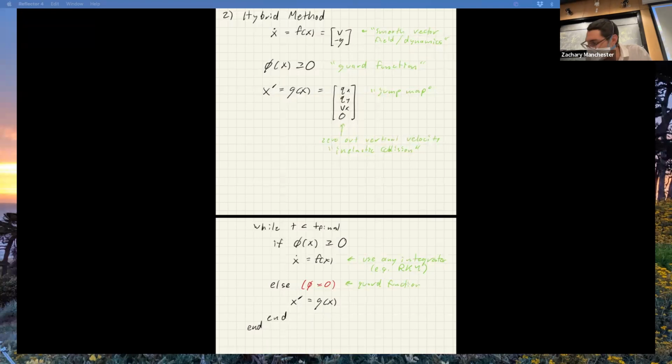So the guard function detects impacts, and then the jump map simulates whatever your non-smooth thing is.